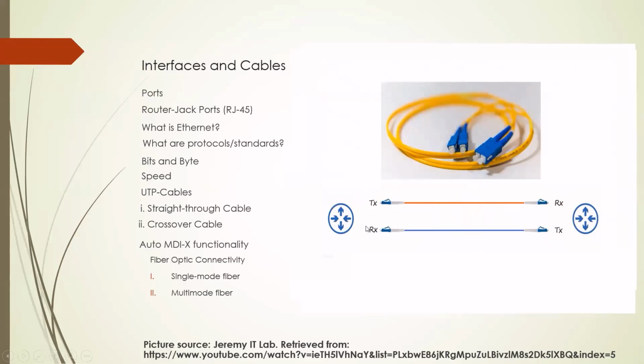Now, this is what I was trying to explain, that the fiber cable comes as a pair. We have one strand for transmit and the other for receive, meaning that if this end is a transmit, its counterpart at the other end is a receive. And if this other end is a transmit, its counterpart at the other end is a receive. That is how information is passed in a fiber cable.